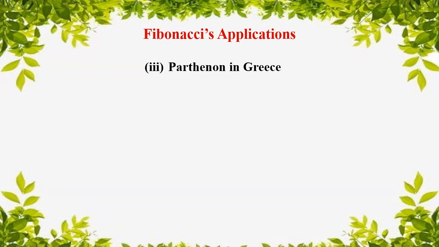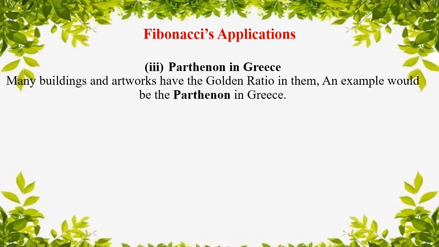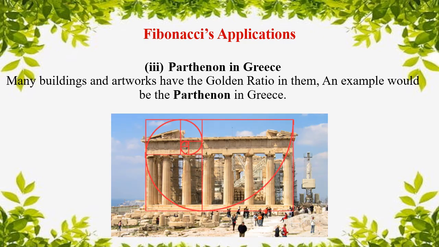So the third beautiful example is the Parthenon in Greece. As we know earlier, many buildings and artworks have the golden ratio in them. An example would be the Parthenon in Greece. The golden spiral is superimposed on the Parthenon building in Greece, but there is no evidence that the golden ratio played a role in the design of this building. It is present in geometry. Here we can see the image of this spiral superimposed on the Parthenon in Greece.